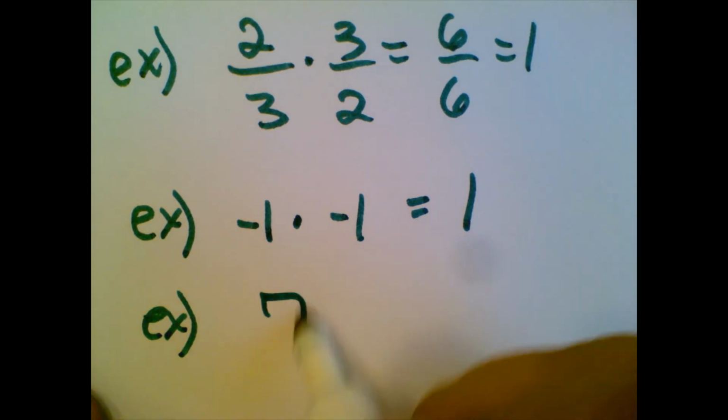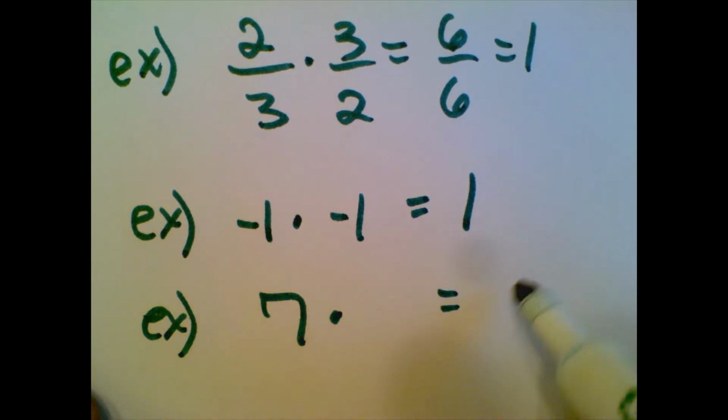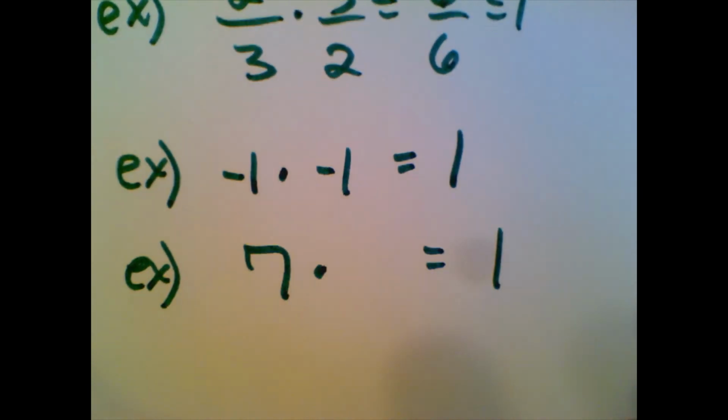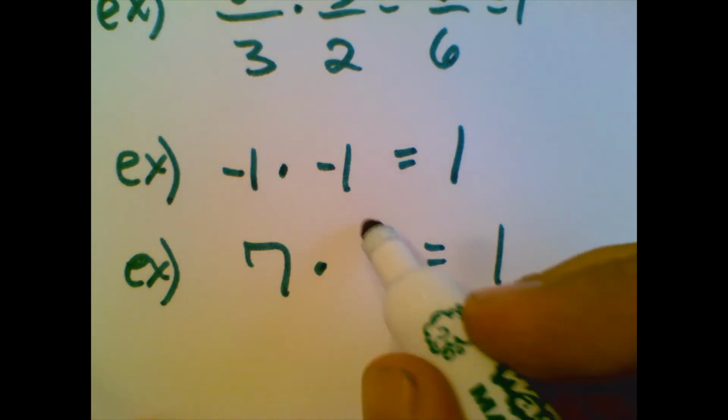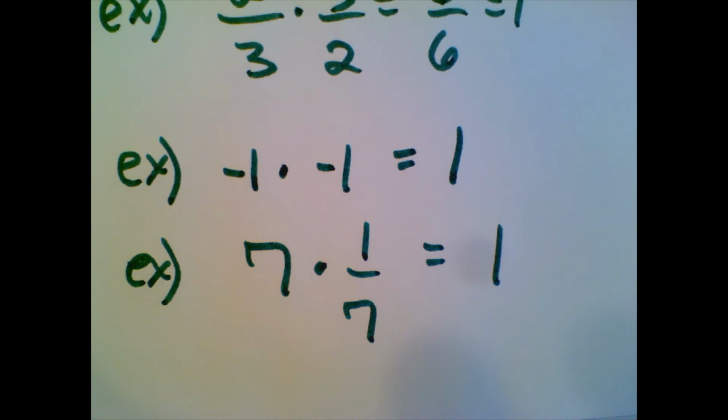How about 7? Let me ask you this. What number do we multiply 7 by to get 1? If you said 1/7, that is correct. Okay? So we'll look at some of these more closely in class. Just a little background for tonight.